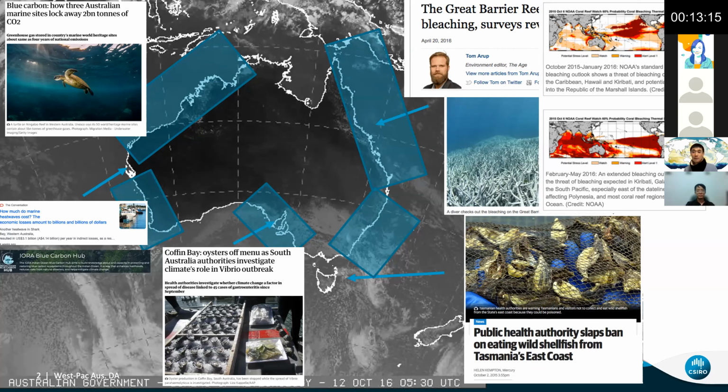This has impacts not just on the biodiversity, but also things like blue carbon, as well as some of the industries, especially tourism in these areas. So there's a very broad range of impacts that these dynamics are having. And then we're also seeing that, more recently, things like the oyster industry are being affected by Vibrio outbreaks, say in South Australia, and that's also been linked to climate change.